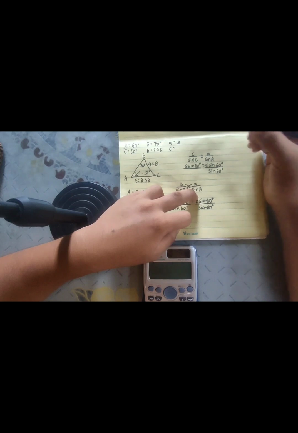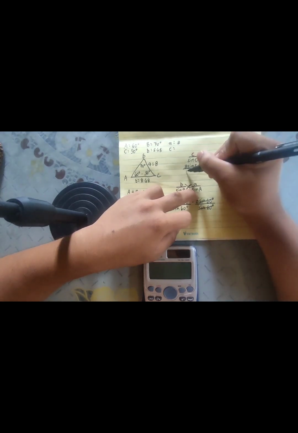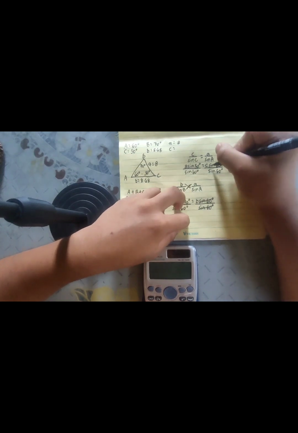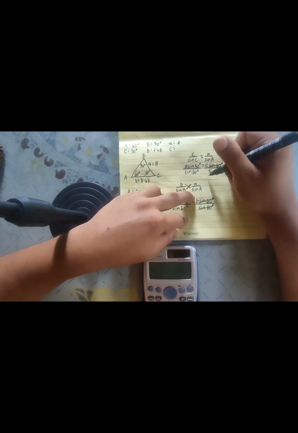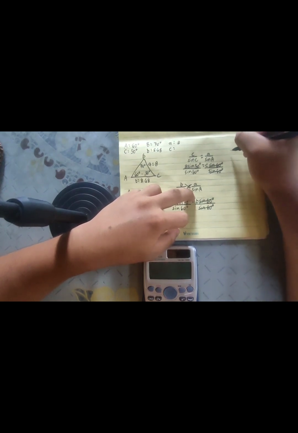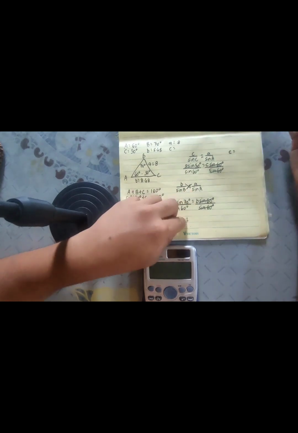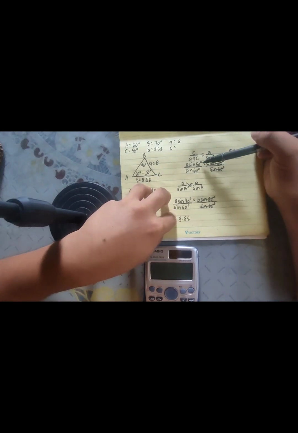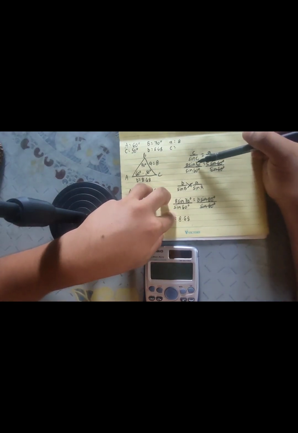Why are we going to divide both sides by sine 60? So that we can cancel this, and the only remaining will be side C. Here we have side C. Here, there's no space, so I'm just going to write here. So the remaining equation will be 8 times sine 50 degrees over sine 60 degrees.